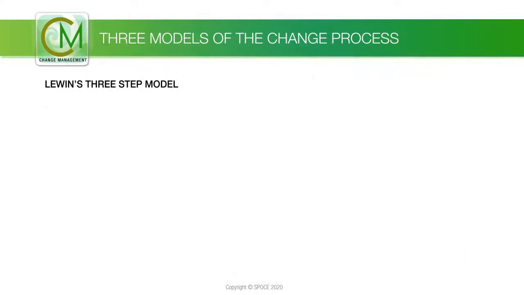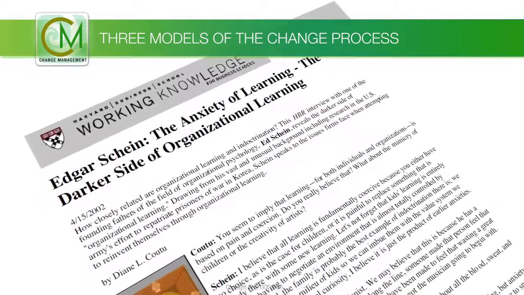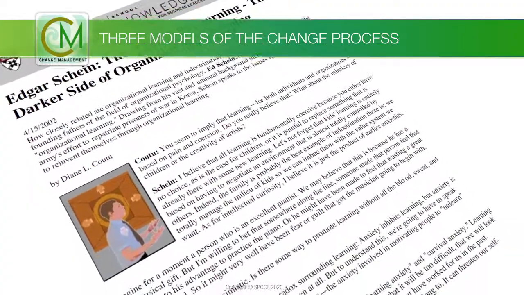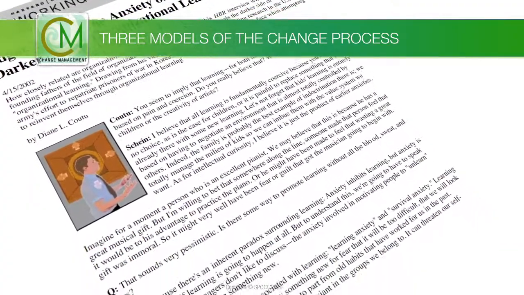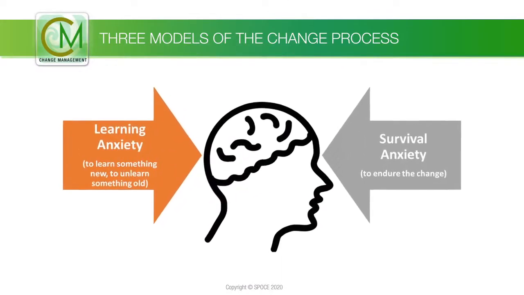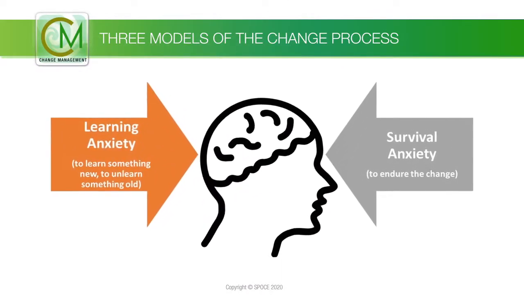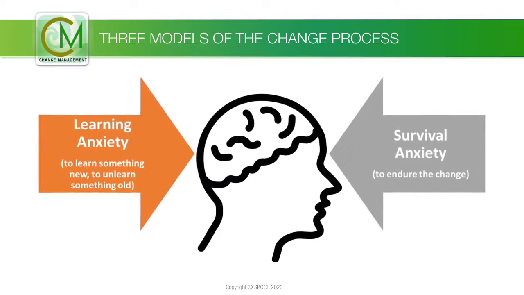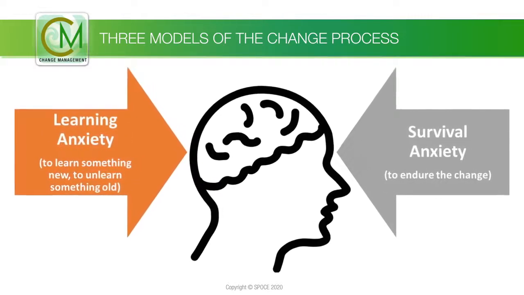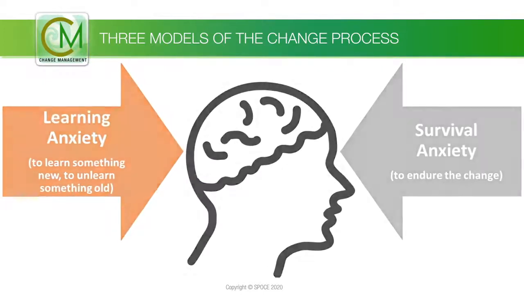So how do we put Lewin's 3 stages into practice? Describing the process of change for an individual, Shine compares 2 types of anxiety as motivators for behavior. These are learning anxiety and survival anxiety. You may be thinking, why are we talking about Shine, as we are looking at Lewin's model? Please bear with me and it will become clear.